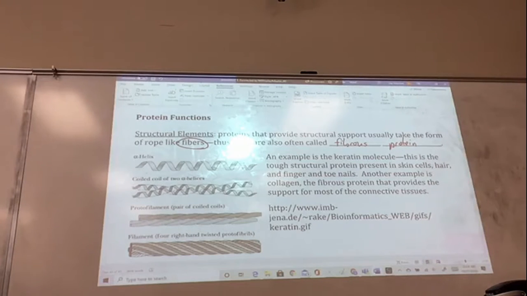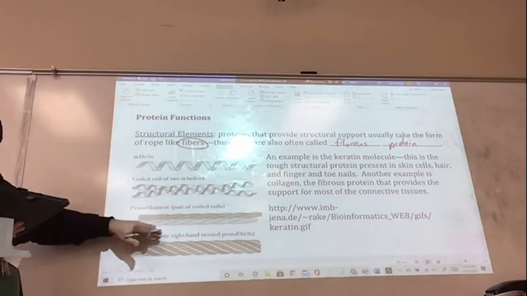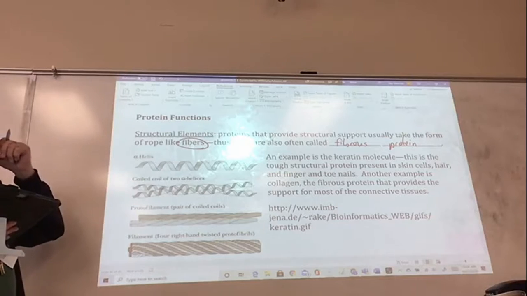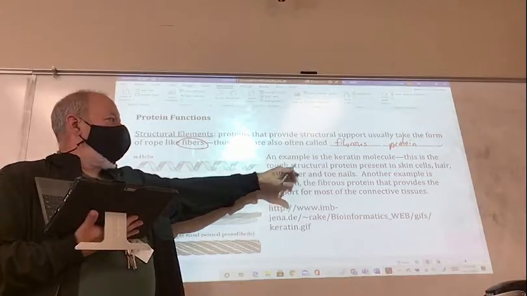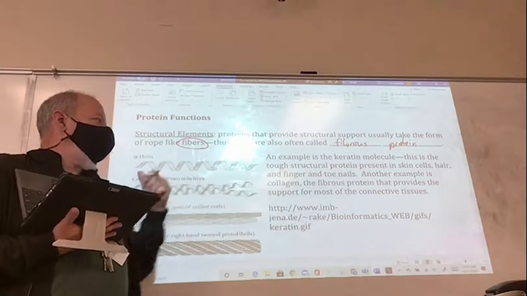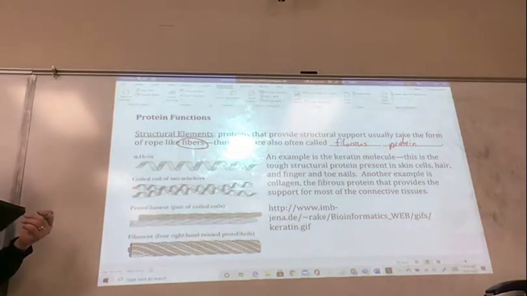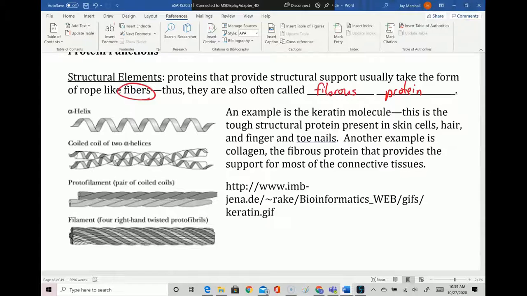Do we kind of coil the rope strands around each other? We twine them together, right? Doesn't this kind of look like that? This is how our structural proteins are made. Keratin molecule, this is a tough structural protein present in skin, hair, and finger and toenails. Another example is collagen, the fibrous protein that provides the support for most of our connective tissue.